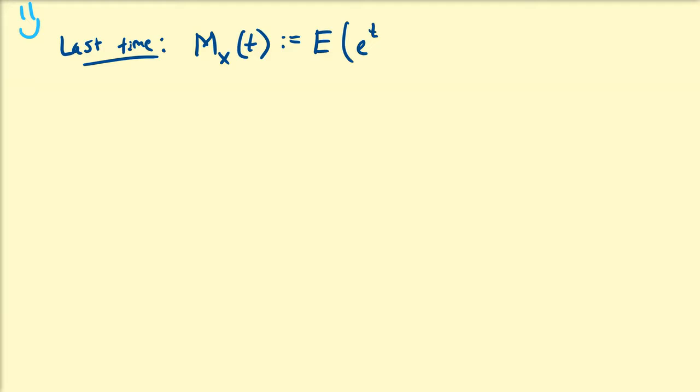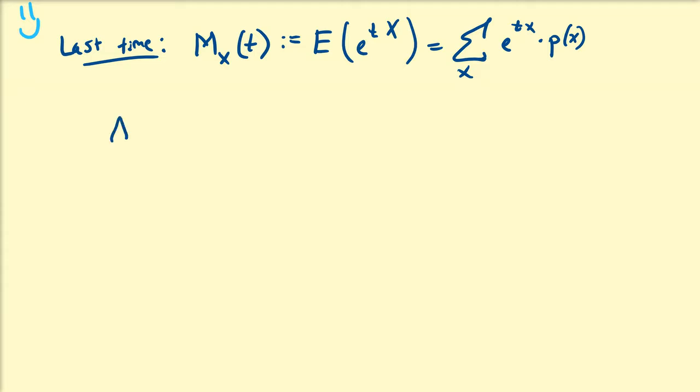Hello there, and in this video we're going to continue our discussion on moment generating functions. So let's just recall what a moment generating function is. Last time we defined the moment generating function of a random variable X, as a function of some parameter t, to be equal to the expectation of the random variable e to the tX, which from the definition of the expectation is just going to be equal to the sum across all values of x of e to the tx times the probability associated to that value of x.